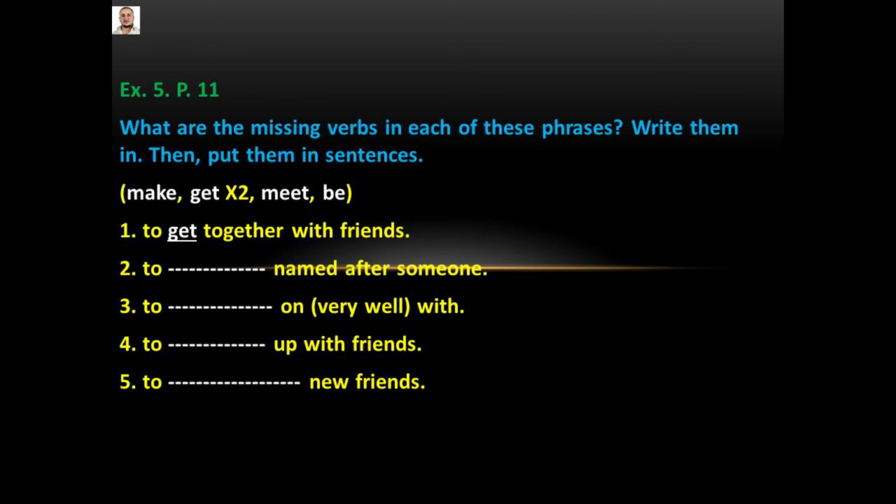Exercise 5, page 11. What are the missing verbs in each of these phrases? Write them in. Then put them in sentences. Make, get, to be used twice. Make, be. Number 1, which is given as an example, to get together with the friends. Number 2, to be named after someone. 3, to get on very well with. 4, to make up with the friends. 5, to make new friends. Please do not forget to put them in sentences.